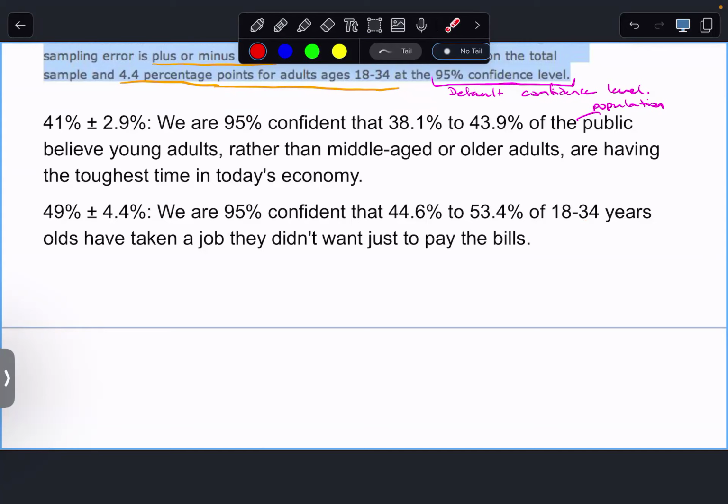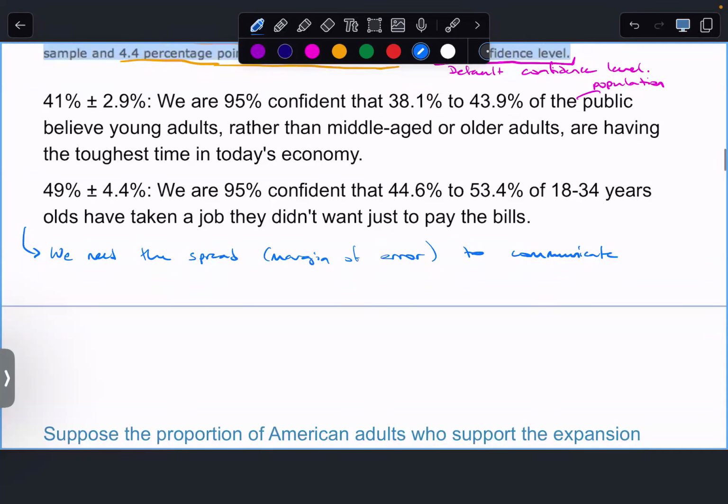Yeah. So we need this spread in order to communicate some sort of confidence level with our estimate. And so I'll write that down here. We need the spread, which is really the margin of error, to communicate the confidence interval around our estimate.